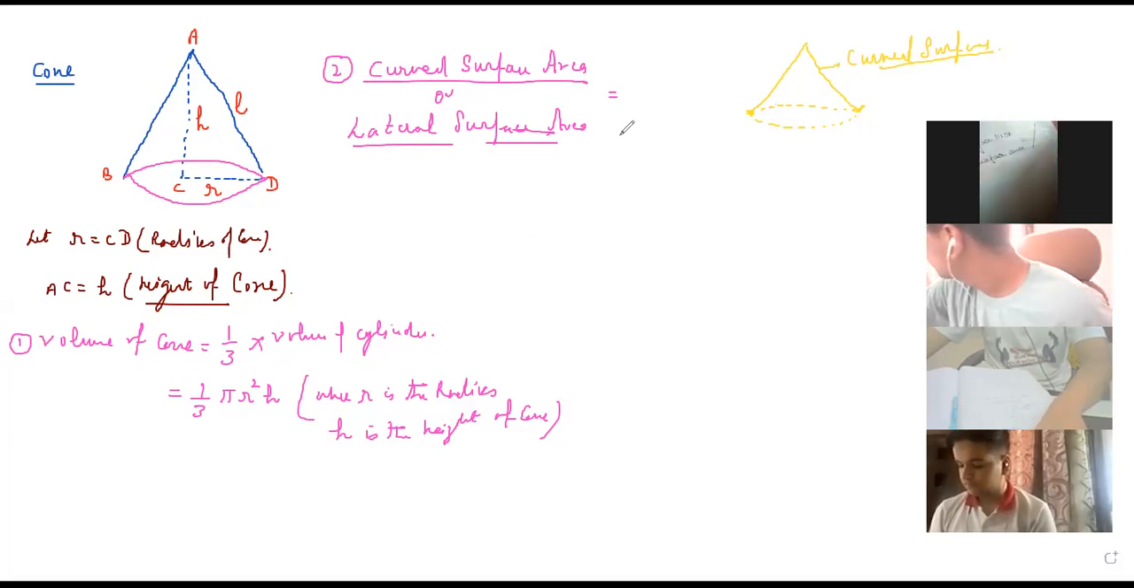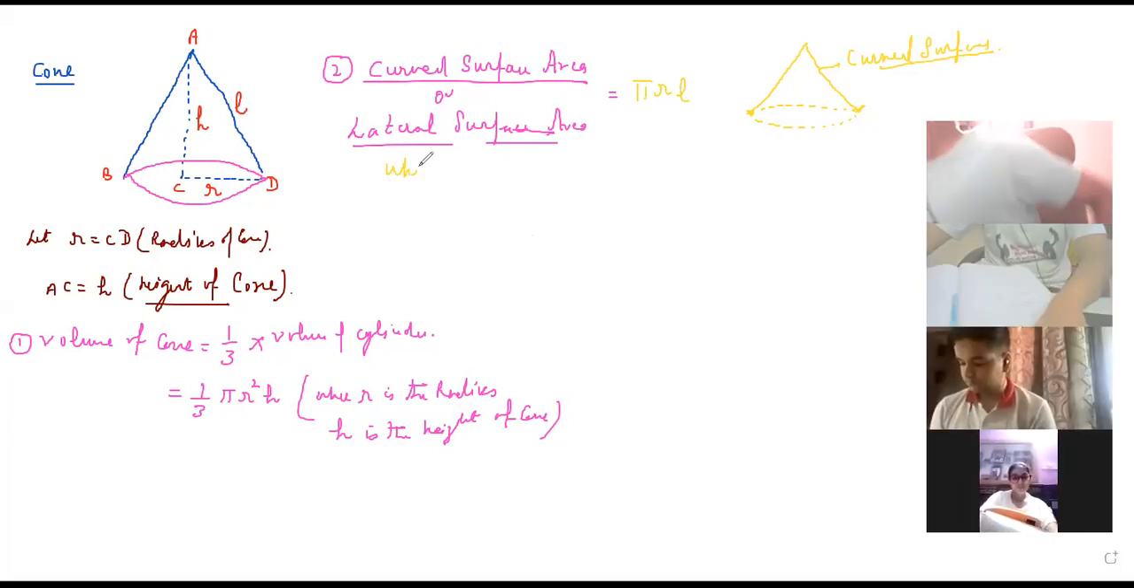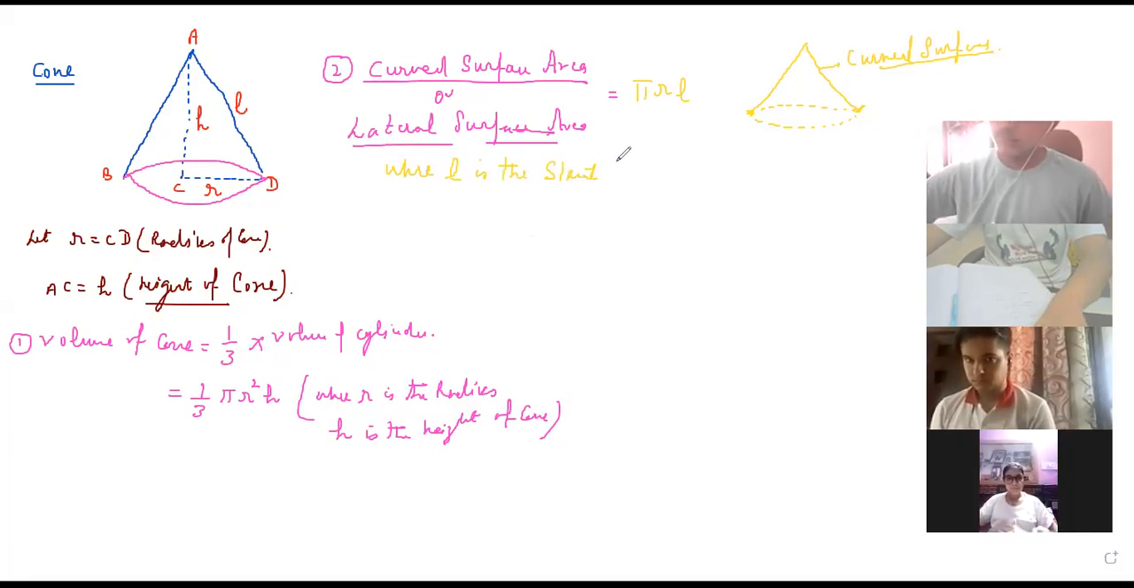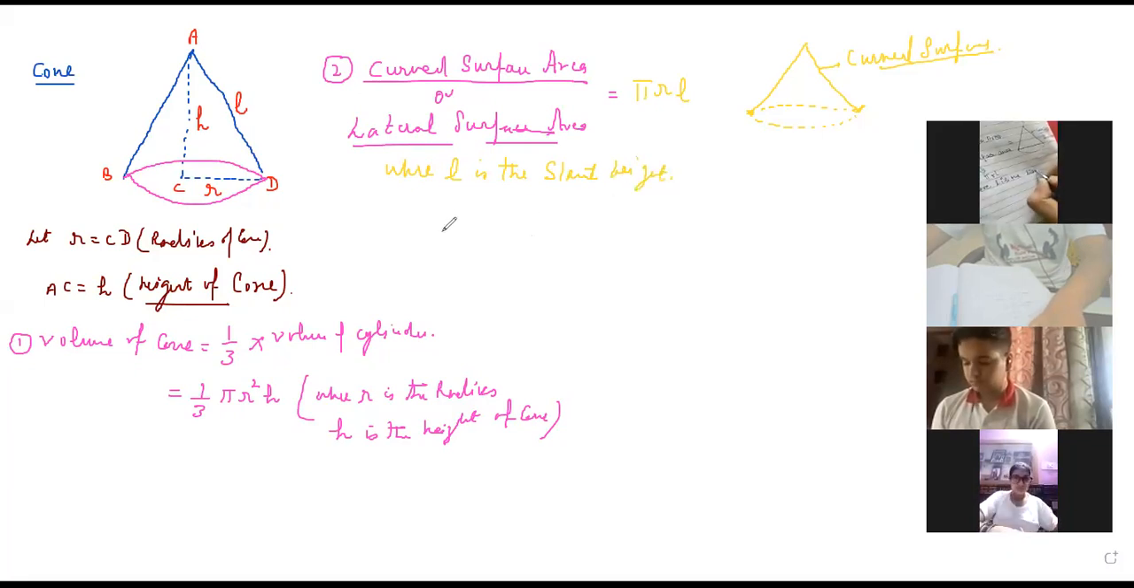So this is equal to pi r l, where l is the slant height and r is the radius.